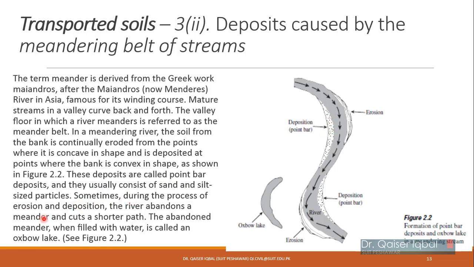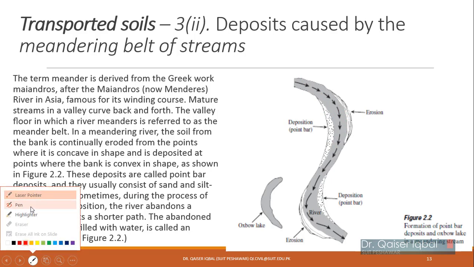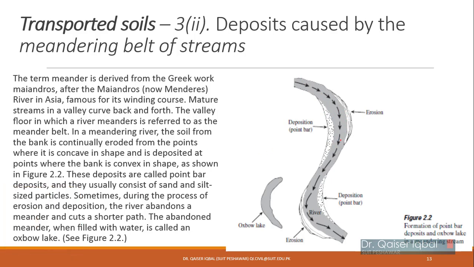Sometimes during the process of erosion and deposition, the river abandons a meander and cuts a shorter path. The abandoned meander, when filled with water, is called an oxbow lake. So sometime during its course, the river abandons its path and cuts a shorter path, because historically this river may have had this path.